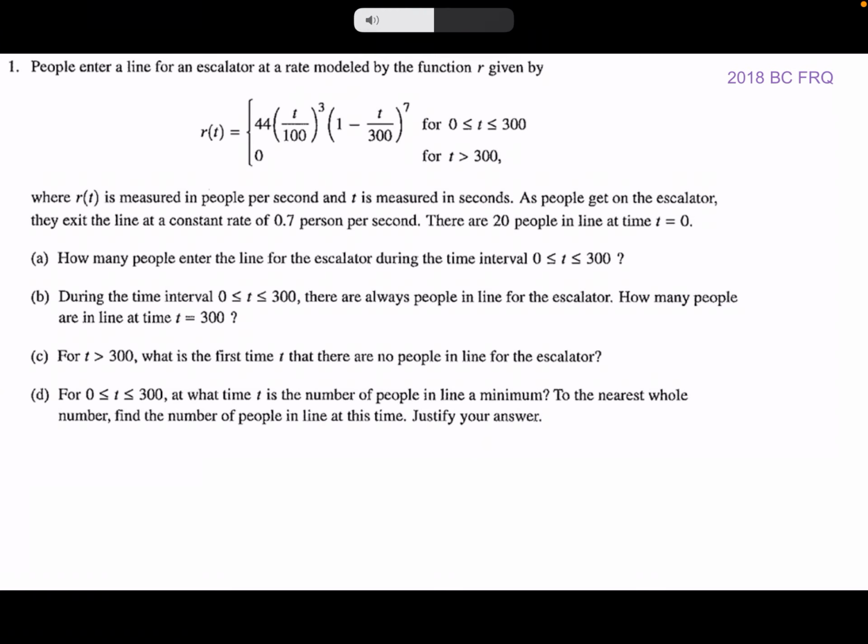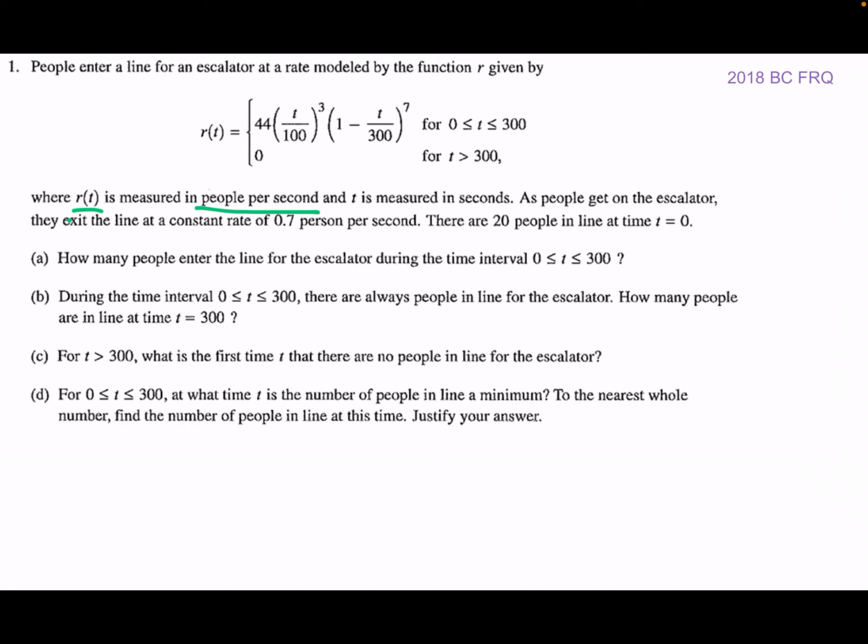Okay, we're going to go through number 1 on the 2018 AP Calculus BC free response exam. So this is your classical rate in, rate out problem. For part A, when it asks how many people enter the line during the time interval, you're just going to integrate the rate at which they enter the line, because that is in people per second.